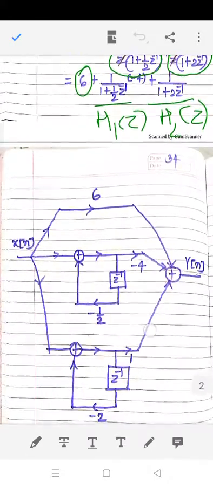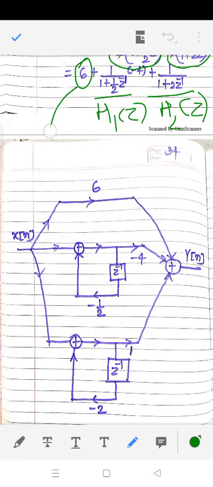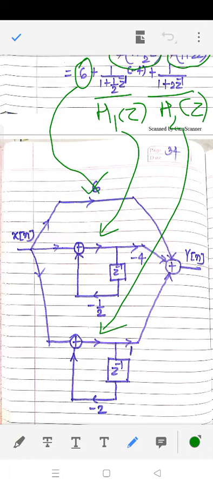Observe the structure properly. So 6, you are drawing 6 here. Below 6, not after 6, after we draw in cascade form, below we draw in parallel form. So now this is your H1 of z, this is your H2 of z, combining them.